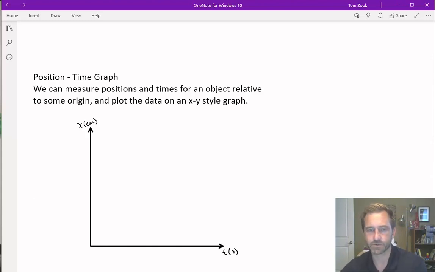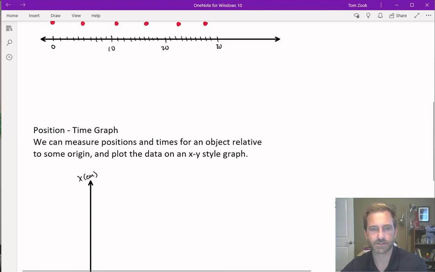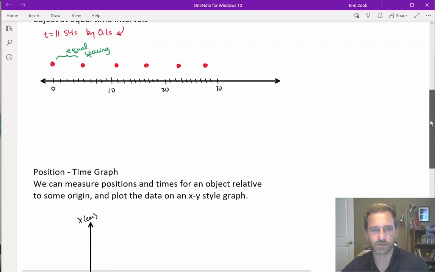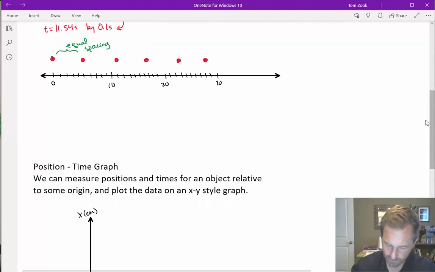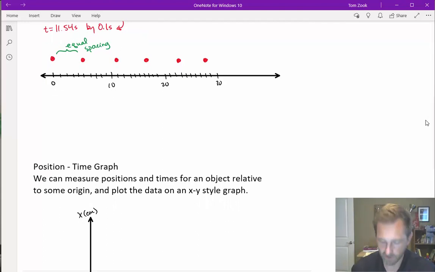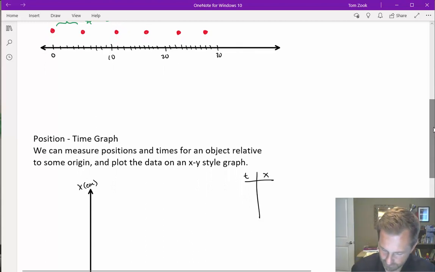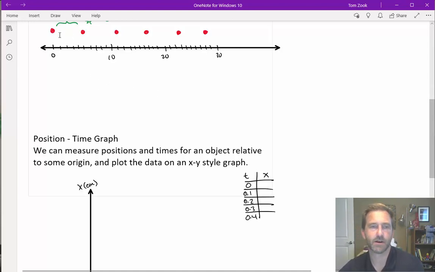Let's scroll back up to our data here because we want to make a little table. I've got my position on my little motion diagram there. Next to my XY graph, I'm going to create a little table for time and position. The times are going to be 0, 0.1, 0.2, 0.3, 0.4 seconds. How many did we get there? 1, 2, 3, 4, 5.